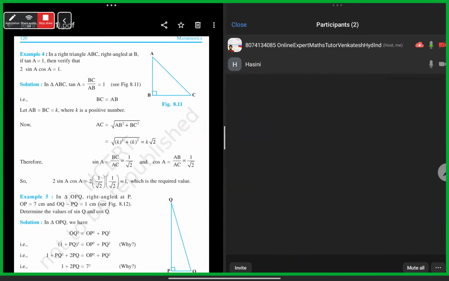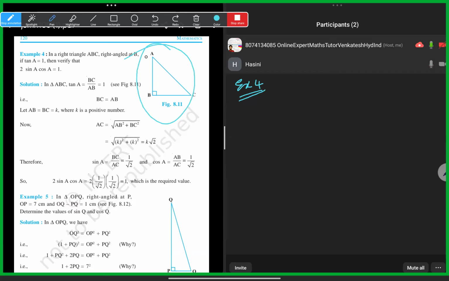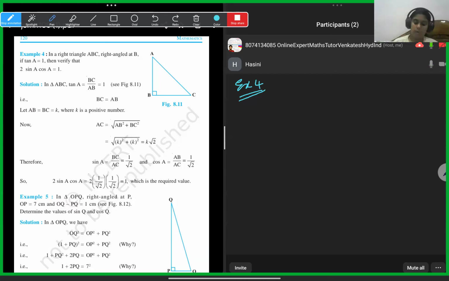Once you read the question, example 4. In a right angle triangle ABC, right angle at B, if tan A is 1, then verify that 2 sin A cos A is 1. So now what we have to do is, they only said that the right angle is at B, means AC should be the hypotenuse. Other than the letter B involved side, the opposite side will become AC for angle B.